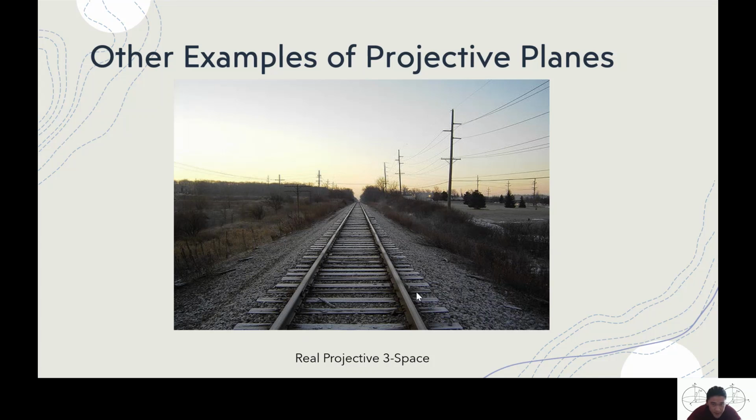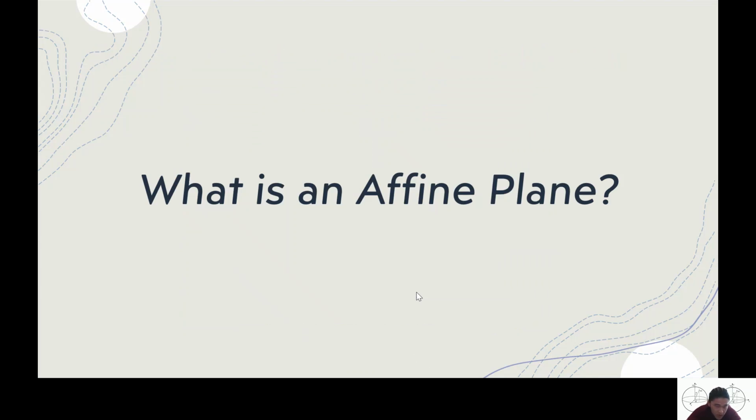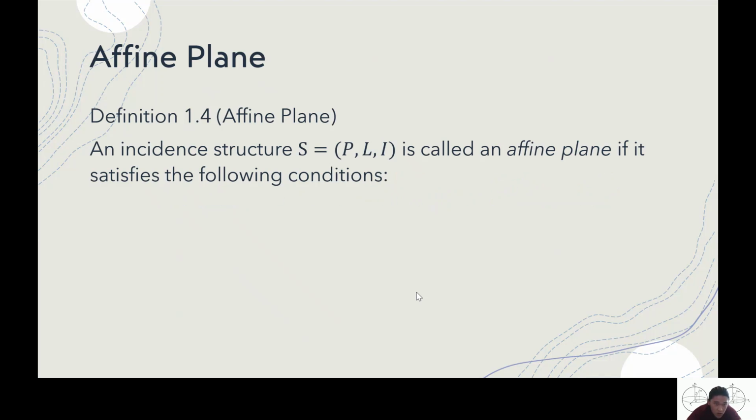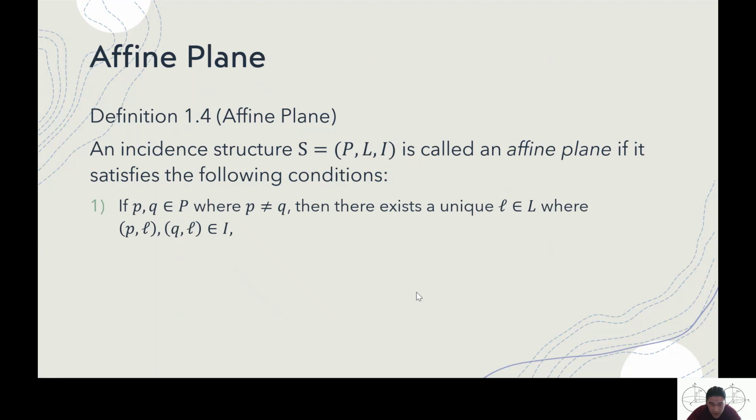So let's move on to affine planes. Well, what is an affine plane? An incidence structure S with a point set P, line set L, and an incidence set I is called an affine plane if it satisfies the following three axioms. The first axiom is the same as our projective plane axiom. If P and Q are distinct elements, then you have a unique element L in the line set such that P and Q are both incident to L. And so this is, again, unique incidence.